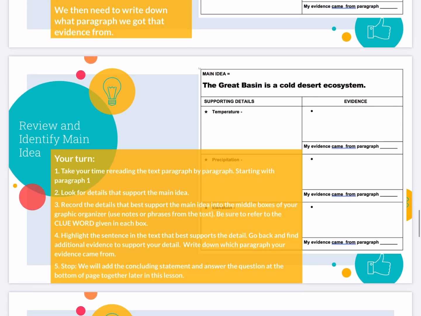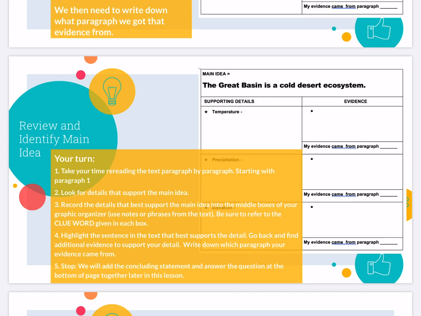Now, your assignment, you are going to be going through and you're going to reread the text paragraph by paragraph, starting with paragraph 1. You're going to look for details that support your main idea. Speaking specifically, and this goes into number 3, about the middle boxes of our graphic organizer, using notes or phrases from the text. Make sure that you're referring to the clue words, so temperature, precipitation, and elevation.